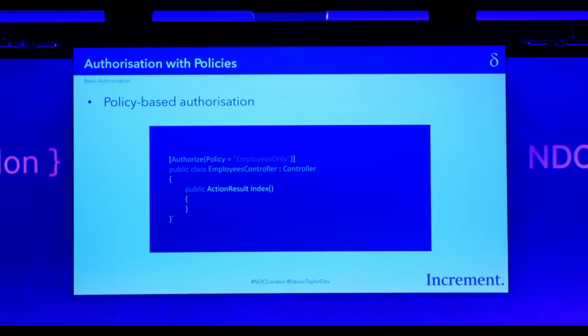It also supports policy-based authorization, again, through the authorized attribute. Here I've specified that to access the employee's controller, the authenticated user must satisfy the requirements of the employees only policy. Now it's quite easy to define policies. You can see here we're doing it when we add our startup services, so add authorization. I'm adding a new policy called employees only, with a single requirement. The requirement is that the authenticated user must have the employee number claim. The value of that claim is not important for this policy.